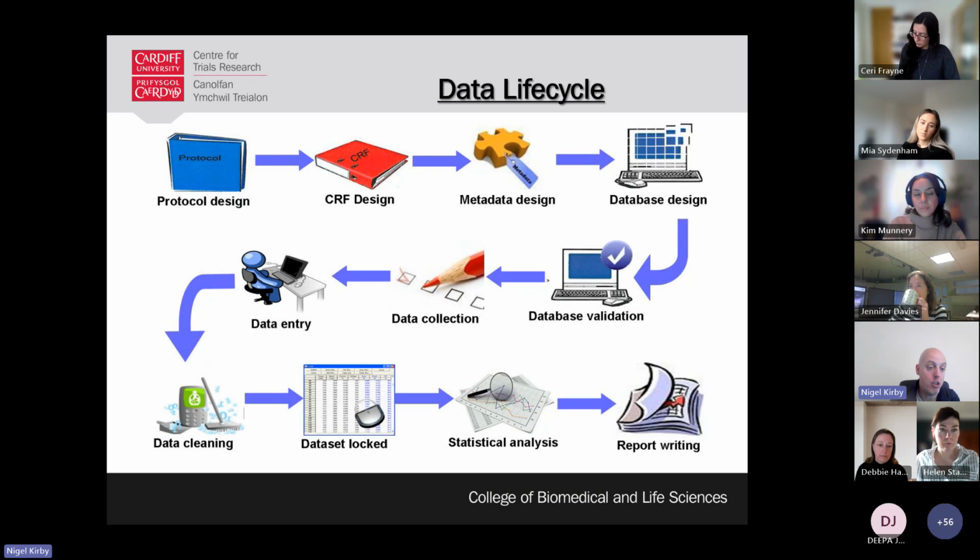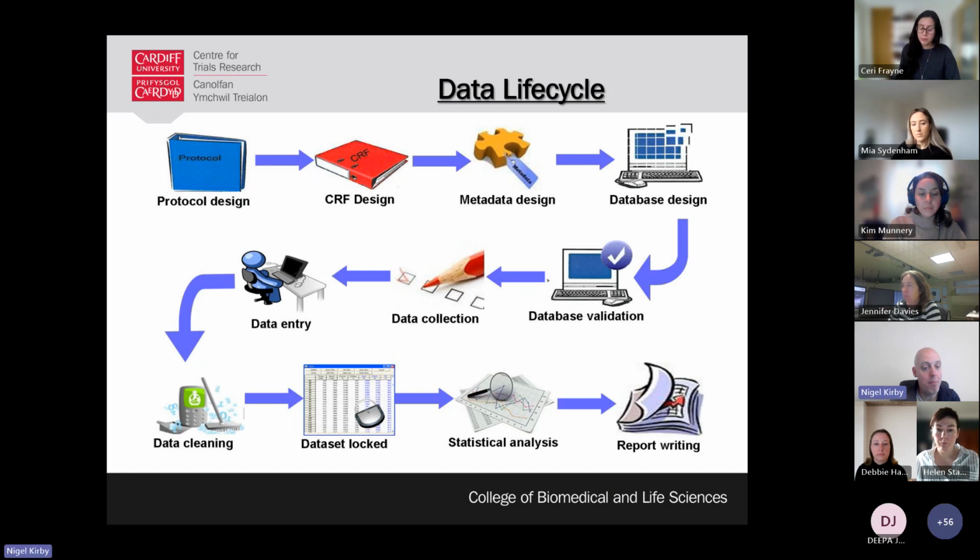Our data managers then will work on data cleaning. So this is making sure that any data that's maybe missing, maybe is out of ranges that we would expect, or maybe doesn't fit with the logic of the forms, we would go back and we would query that to make sure that we've got the most up-to-date and accurate data possible.